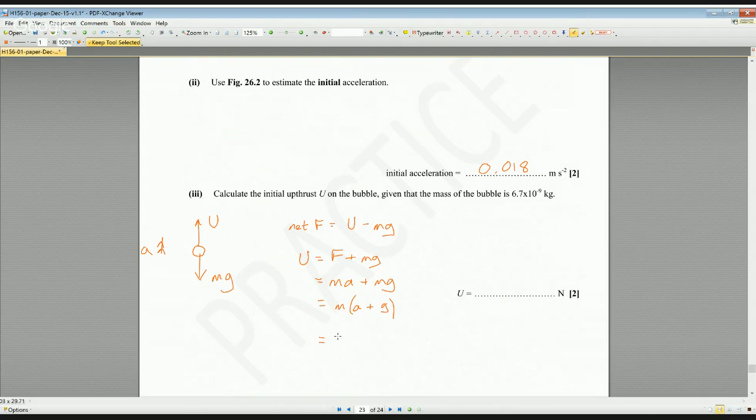Now we can plug in some values for this. 6.7 times 10 to the minus 9 multiplied by 0.018, which was what we calculated earlier as the acceleration initially, plus 9.81, which is g. So we get 6.88 times 10 to the power of minus 8 newtons.